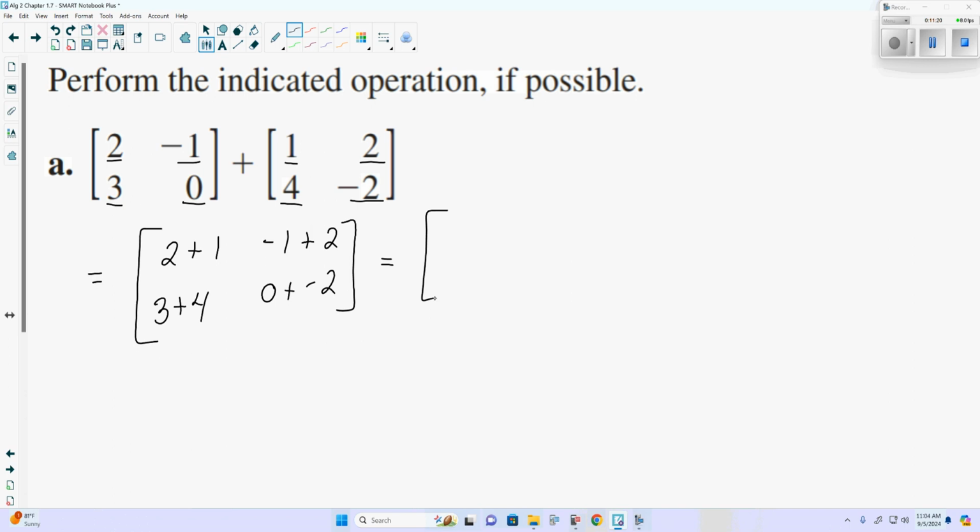So the corresponding elements here are being added together. So where they line up, where they match up, we'll add together because they're corresponding elements. Questions on how we did this here?